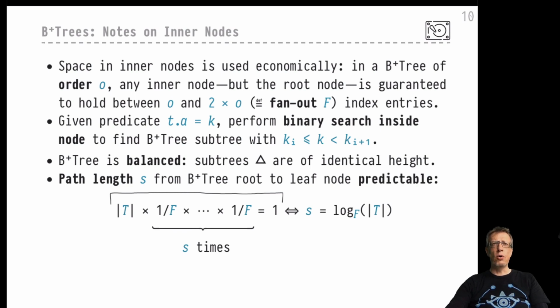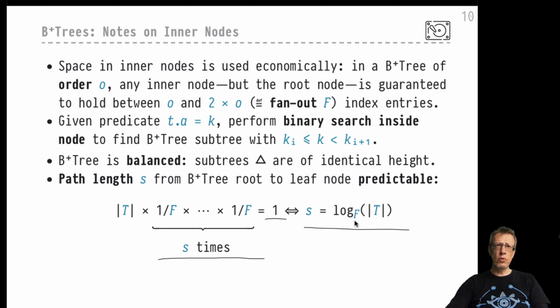All right. So one could ask, how many times do I have to reduce the search space size by a factor of F until I reach a single entry in the leaf level? If that reduction would happen S times, then S is exactly that: the logarithm to the base of the fan-out F, over all the entries inside that B+ tree.